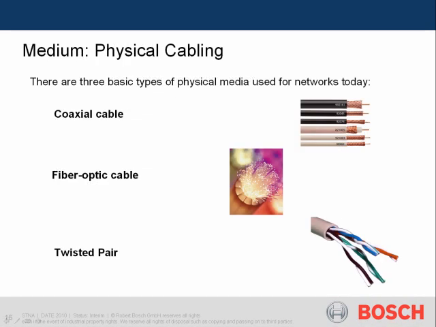The size and topology of the network that you're implementing or working with is greatly influenced by the physical cable that you are installing. Through the evolution of networks, up to today, there's been three types of cables that have been used to install networks: coaxial cable, fiber optic, and twisted pair.